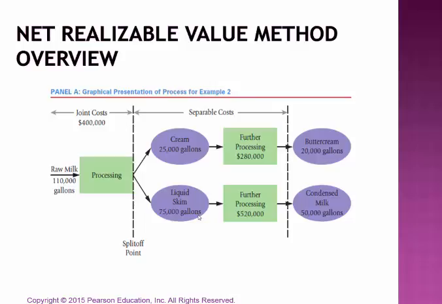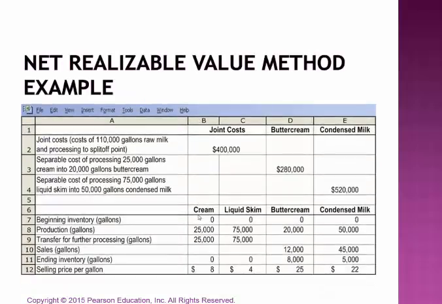All right, so we produced 20,000 gallons of buttercream and we produced 50,000 of condensed milk, but we did not sell all of it. Okay, so those are the numbers for what was produced. Here are the rest of our stats. Again, we're trying to spread the joint cost across the two end products that we're selling.